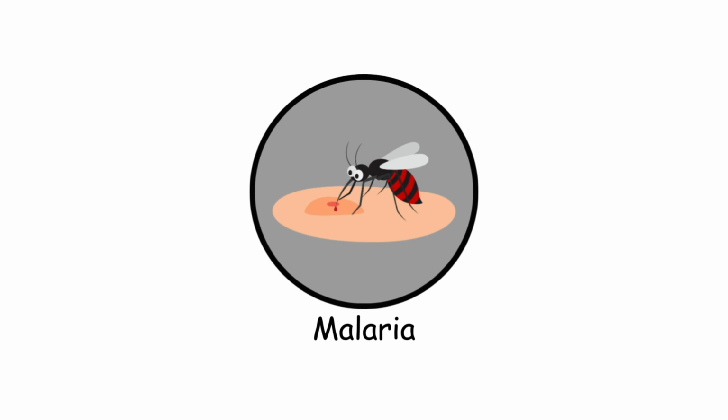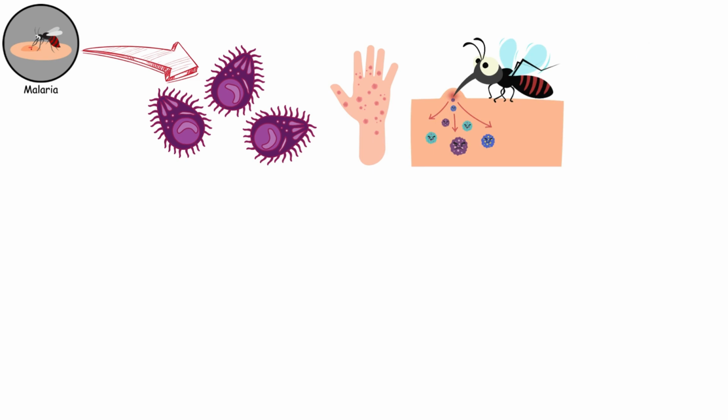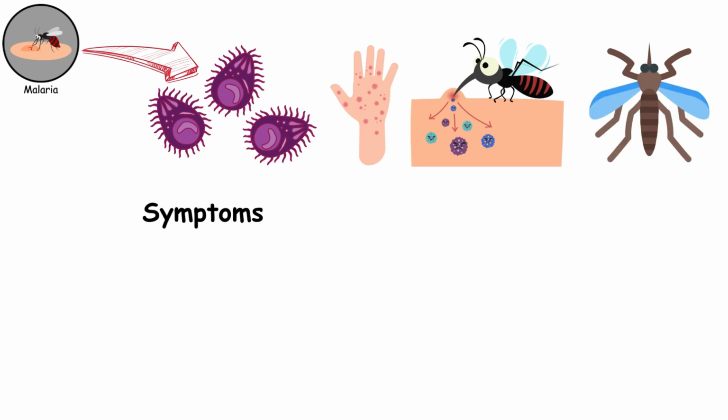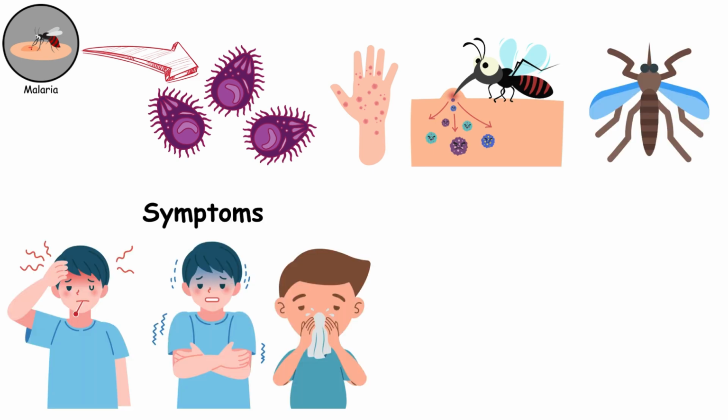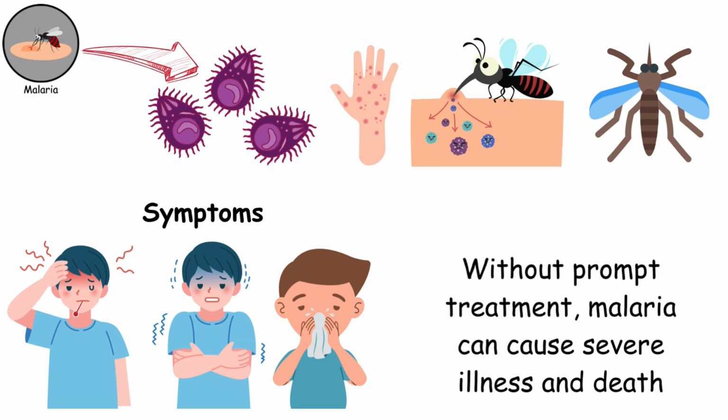Malaria. Malaria is a life-threatening disease caused by Plasmodium parasites, which are transmitted to people through the bites of infected female Anopheles mosquitoes. Symptoms include fever, chills, and flu-like illness. Without prompt treatment, malaria can cause severe illness and death.